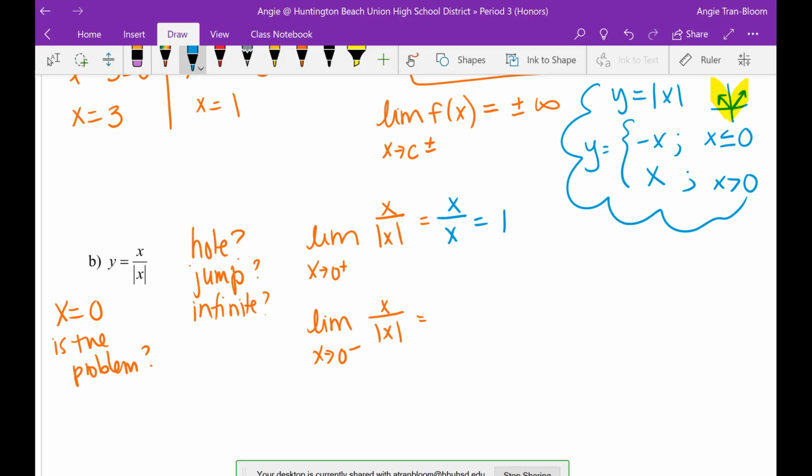Which piece? Negative x. So the top x hasn't changed because that's not an absolute value. What's this limit?